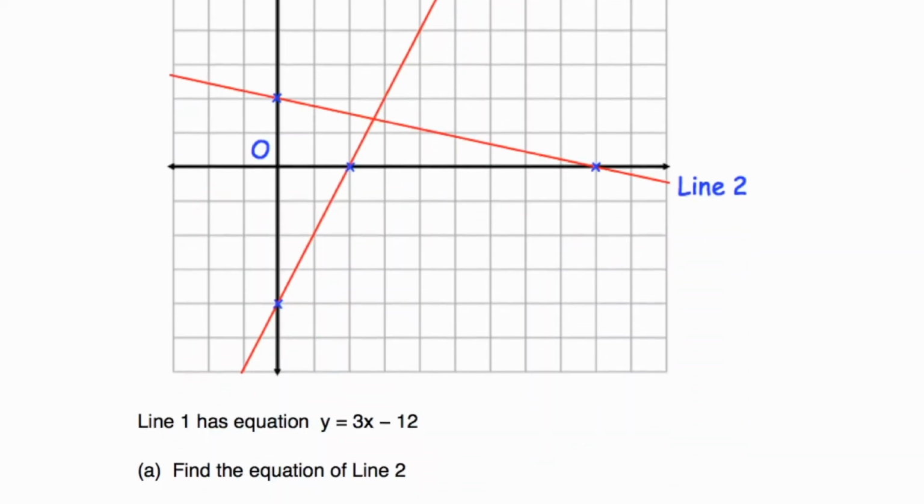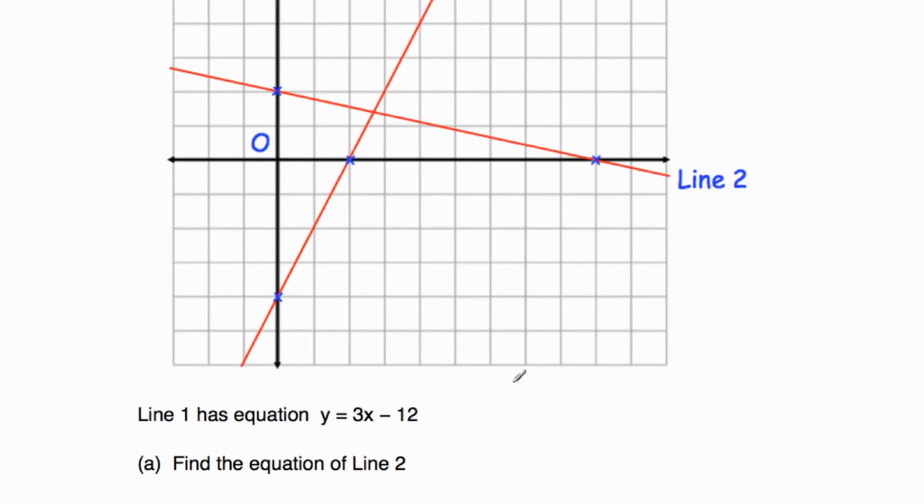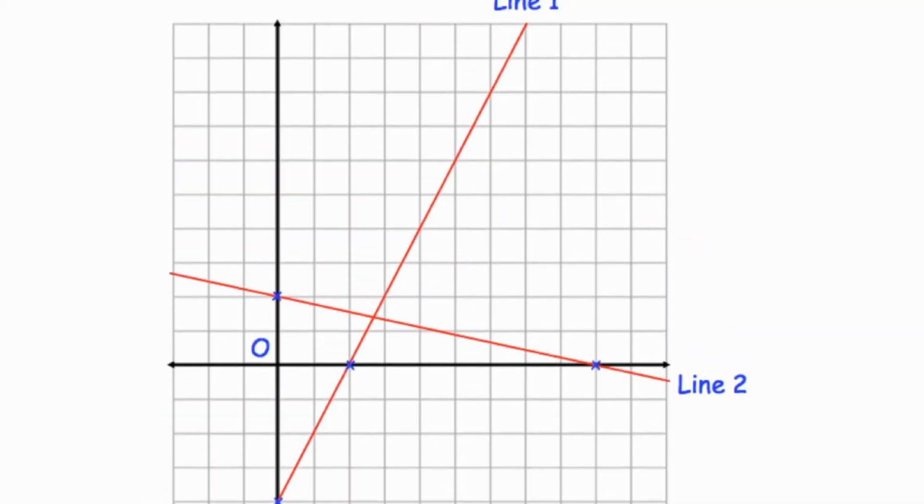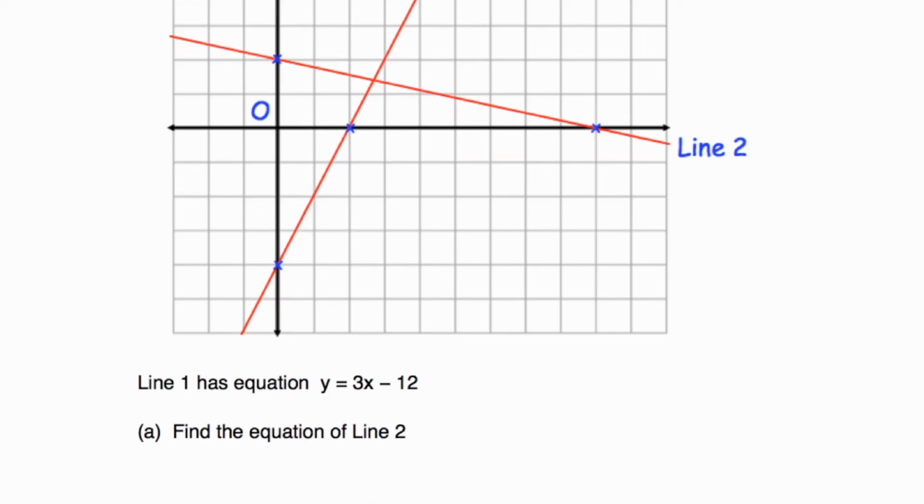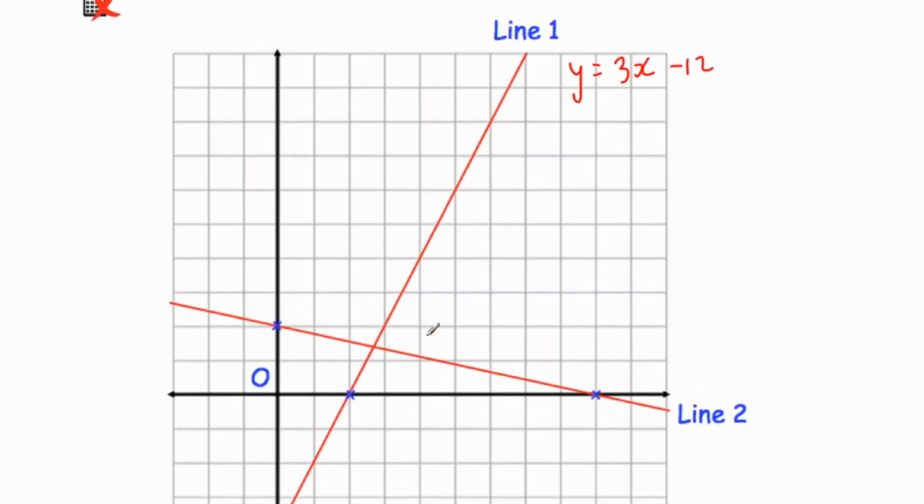And the question says line 1 has got equation y equals 3x minus 12. So line 1, this line here, has got equation y equals 3x minus 12. So that's the equation of line 1. And then the question says find the equation of line 2. So we want to find the equation of this line here.